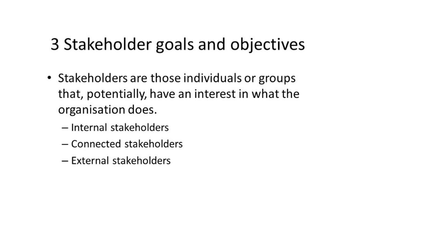These stakeholders can be within the organization, connected to the organization, or external to the organization. There are three broad types of stakeholder in an organization, as follows. Internal stakeholders: employees, management. Connected stakeholders: shareholders, customers, suppliers, financiers. External stakeholders: the community, government, pressure groups.